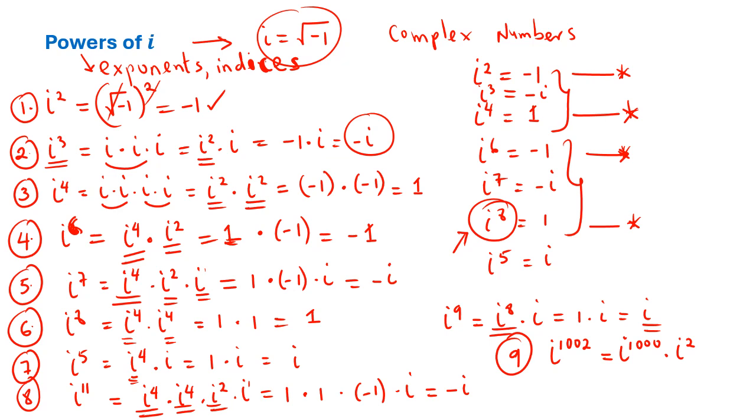So if the exponent is divisible by 4, it will just go to 1. That means i to the 1000 will exactly be 1. And I know that i to the second power will just be -1. So i to the 1002 will give me -1.